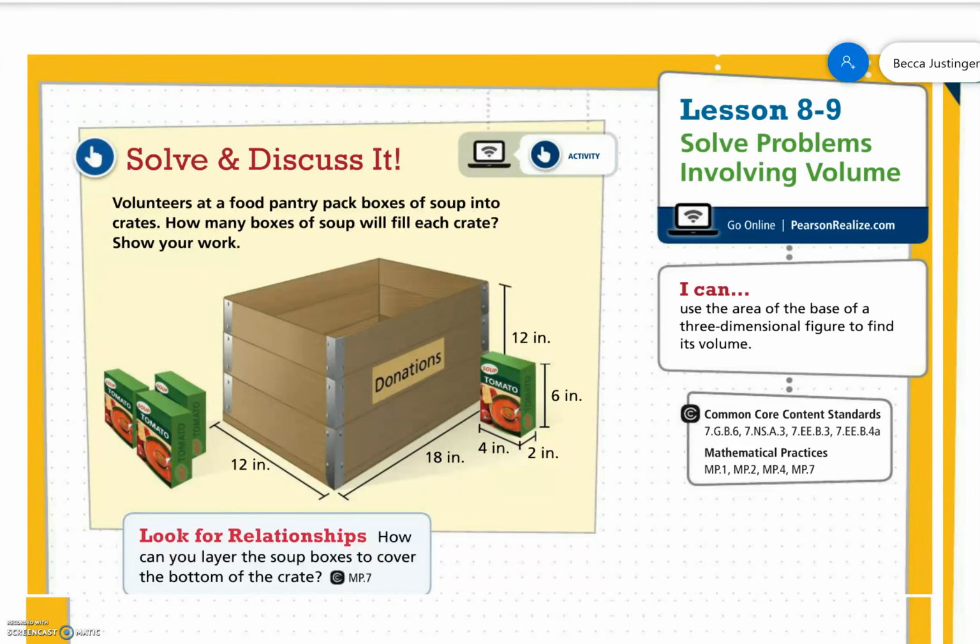Hi, 7th grade. Welcome to lesson 8-9, Solve Problems Involving Volume. This is your last lesson of topic 8 and also your last lesson of 7th grade. Congrats!